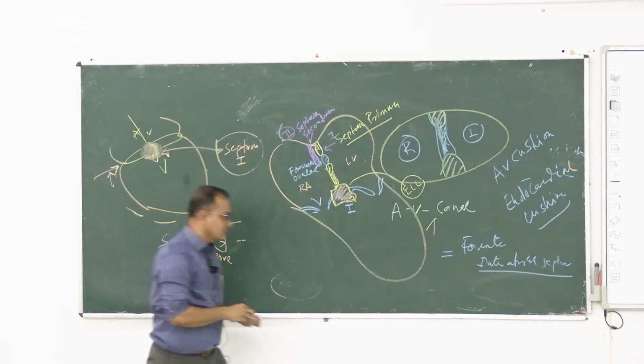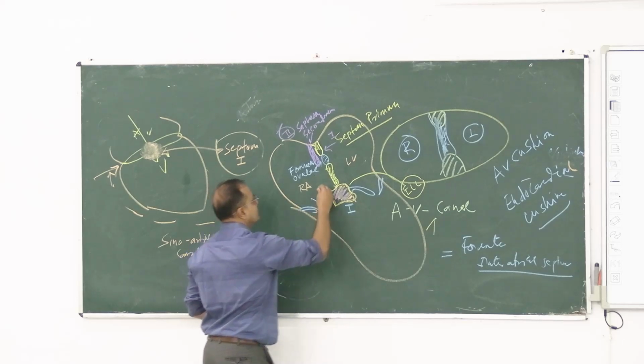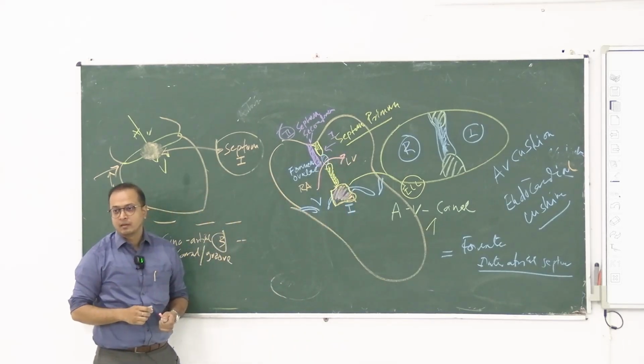Now, what happens with this? The blood which is present in the right atrial chamber can leak through to the left atrial chamber.